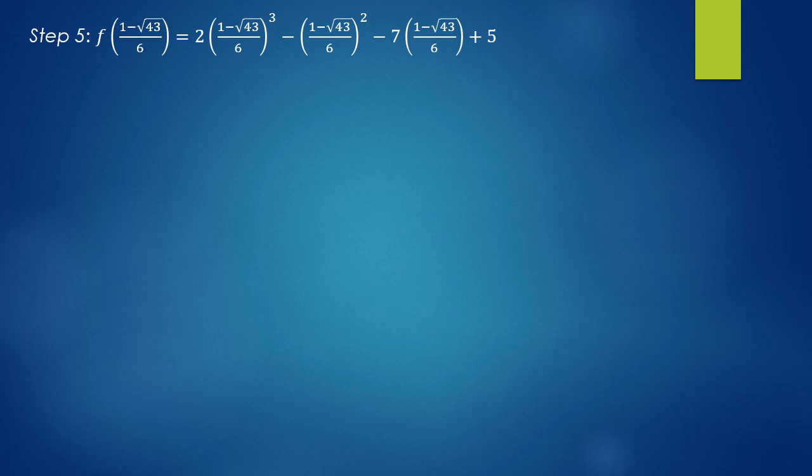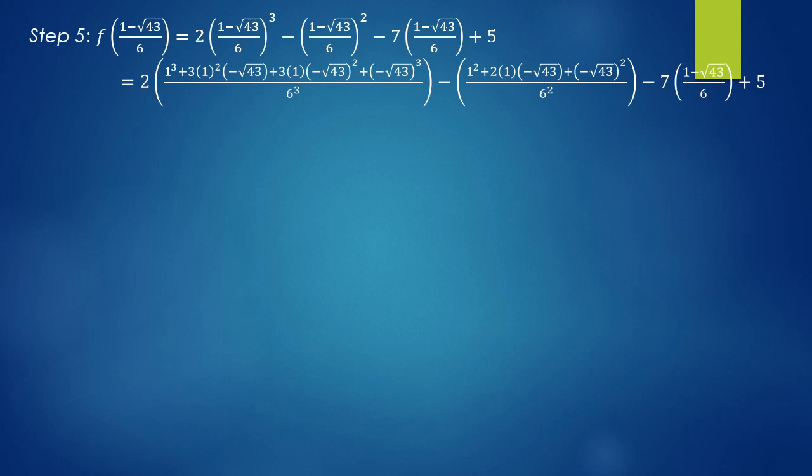To the fifth step, first we evaluate the critical points in the original function. So we have 1 minus square root of 43 over 6, all cubed. Remember your binomial theorem. The cube of a binomial is a cubed plus 3a squared b plus 3ab squared plus b cubed. Of course, our a is 1, our b is minus square root of 43.